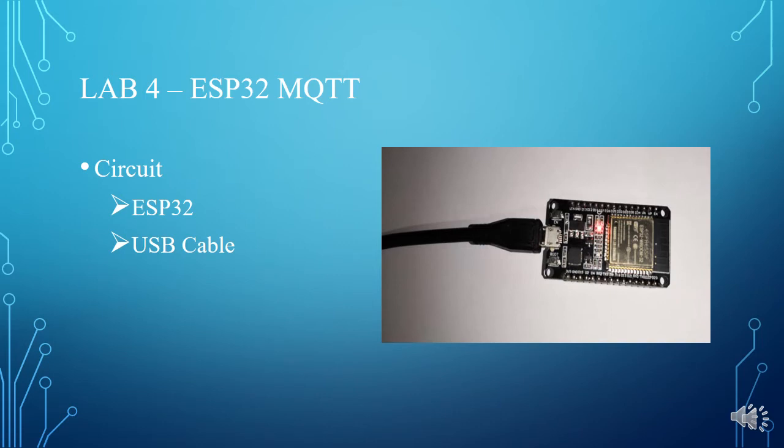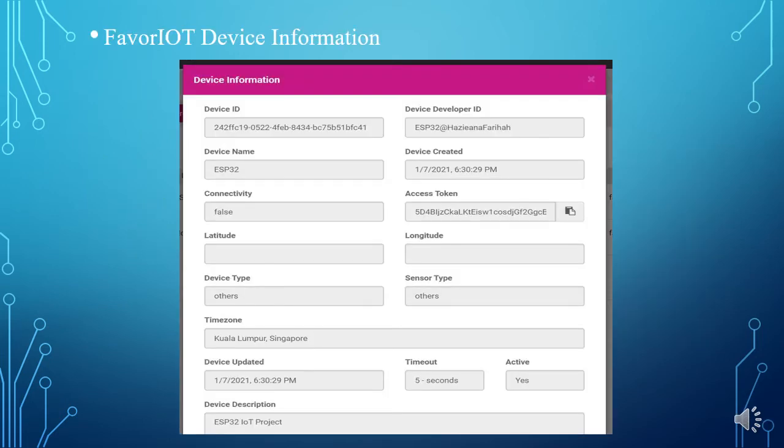Okay, after that we're going to proceed with the ESP32 MQTT. After we successfully connect the ESP32 to the Wi-Fi, now we're going to send the data from UPyCraft itself to the Favoriot IoT platform by using MQTT. First of all, we're going to create a new device in Favoriot IoT, so that later we can use the device developer ID and access token in our source code to proceed with the project.